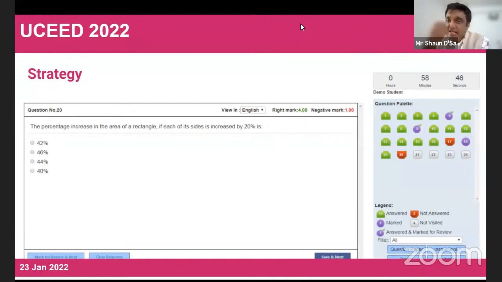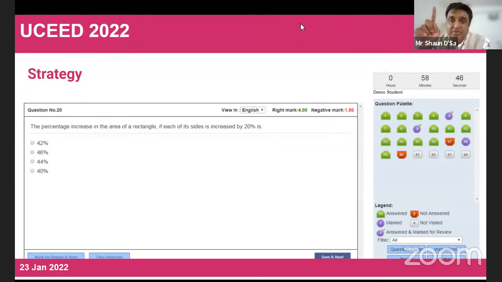So answered, green, is that yes, you have answered it and you have pressed submit. Not answered is you've checked it but you've done nothing about it. Not visited will be gray. Now there's a thing here, marked and answered for marked for review. Just think of marked as flagged. Flagged is you're just flagging that question.